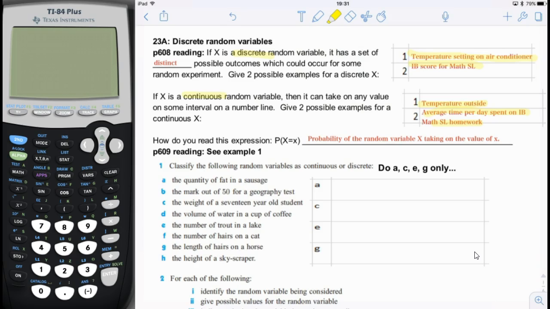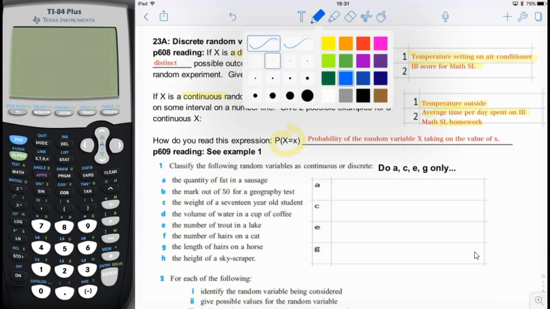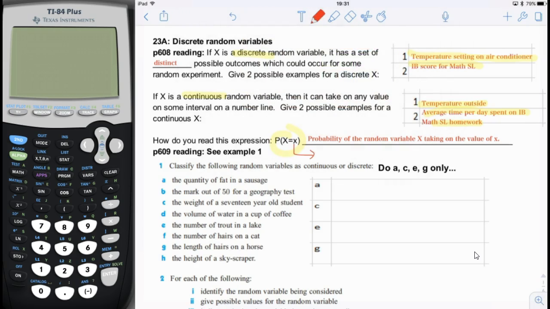How do you read this expression here? Probability of the random variable x, which is the capital X, taking on the value of small x, which is a value of x. Normally, when you write this expression, you don't normally write small x. What you normally write is a certain number, like 7. The other thing that you might see is, instead of the probability of x equals 7, the probability of x is greater than or equal to 7, for example. We'll see more of that later.